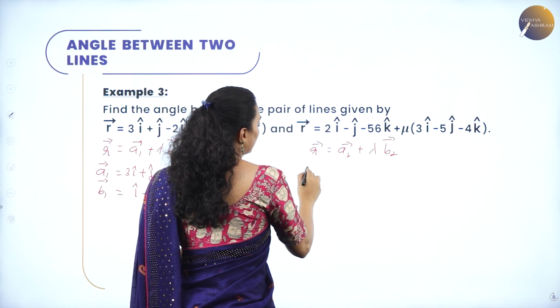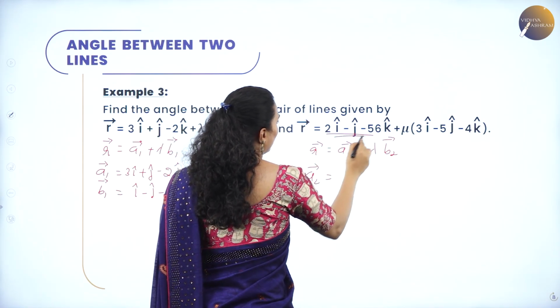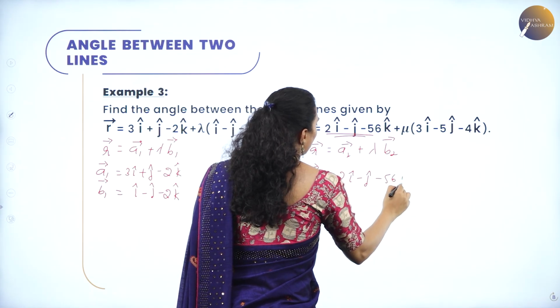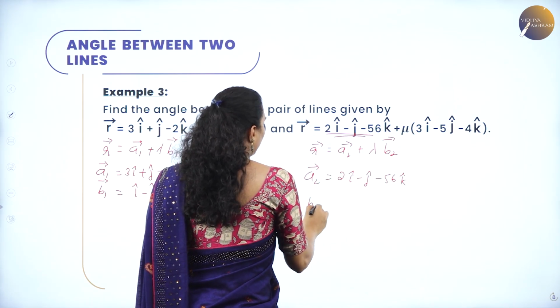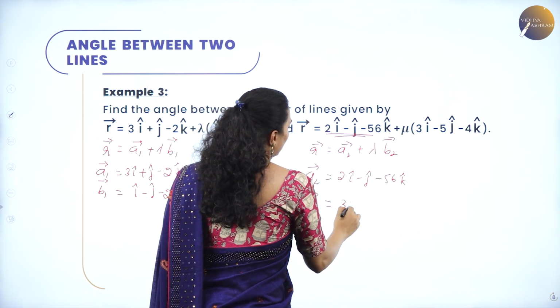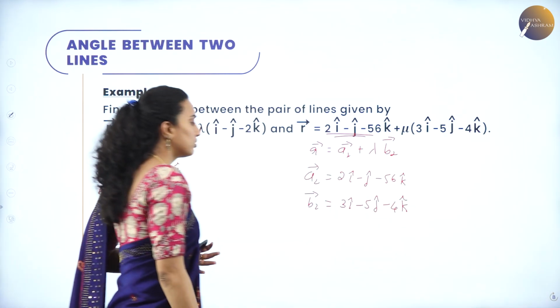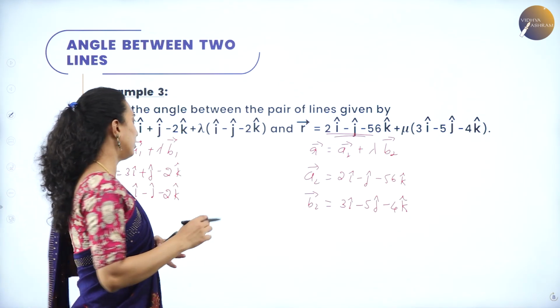Now what is the a2 vector? The a2 vector is nothing but this one: 2i minus j minus 56k. Similarly, the b2 vector is equal to 3i minus 5j minus 4k. So therefore, you are going to write down the formula.